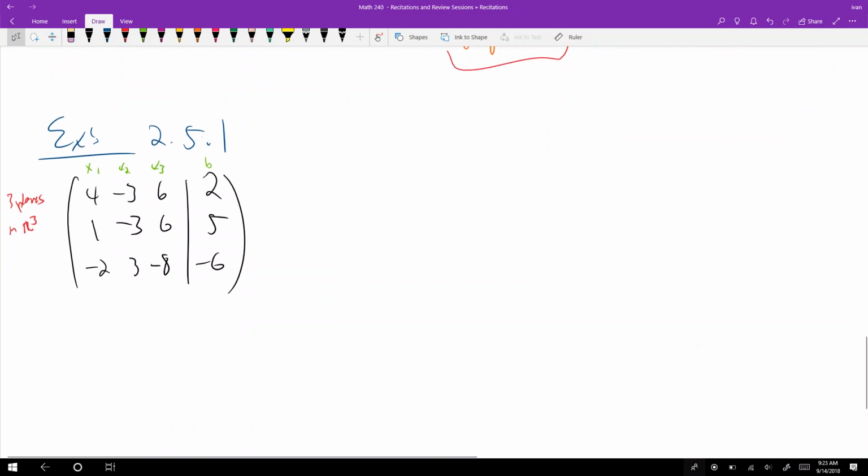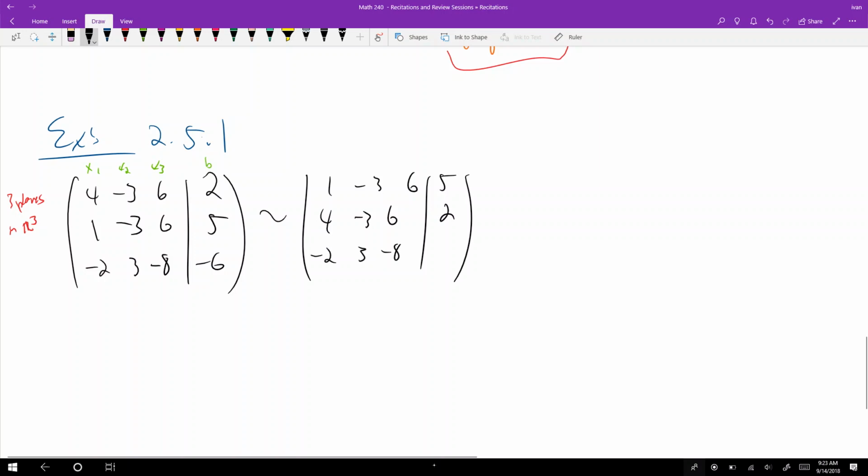Okay. So in this case, we also have 3 planes in R3. And all right, what do we want to do? What's the first step? Yeah, so we want a 1. Yep. So we're going to switch. 1, negative 3, 6, 5. 4, negative 3, 6, 2. Negative 2, 3, negative 8, negative 6.